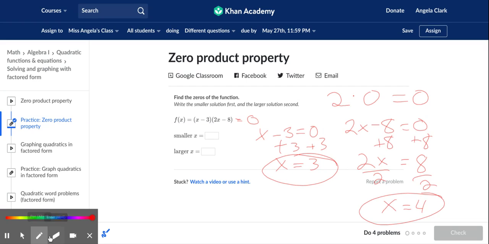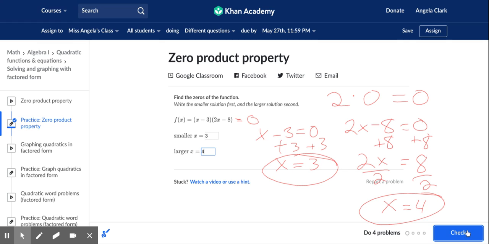Zero product property basically says since when I multiply anything times 0, I get 0, then as long as it equals 0, I can split this up into two different equations, solve those, and both of those answers will be true. That is zero product property.